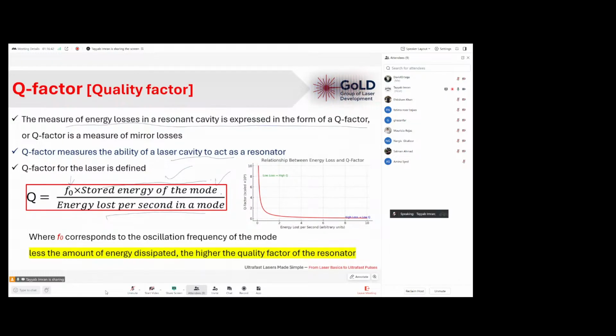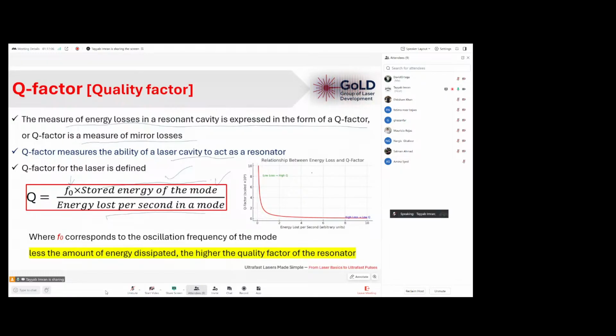So, in simple words, it is a measure of the mirror losses. There are always losses in the cavity, and the Q factor is important. It helps us to understand these losses in the laser cavity.